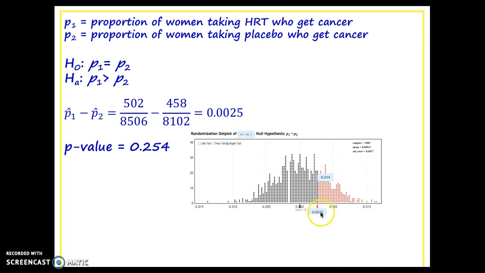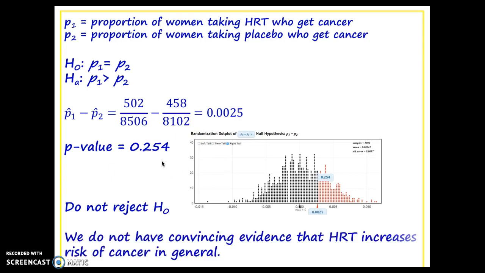So in this case, if we were to go to StatKey, enter in this data, and make sure to change this bottom entry to 0.0025, you should get around 25%. Somewhere between 21% and 28% is reasonable. There will be a range of values, but around 0.25 for the p-value. So we do not reject because 25% is bigger than 5%. With this evidence, we do not have enough to show that HRT increases risk of cancer in general. There is a higher rate, but it's in some sense not higher enough to say that the HRT could be causing it.